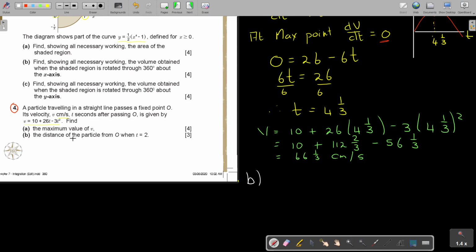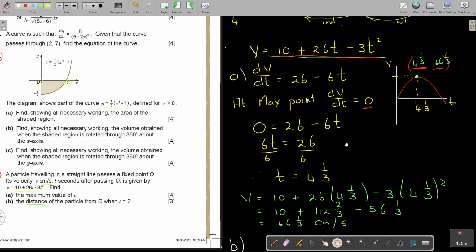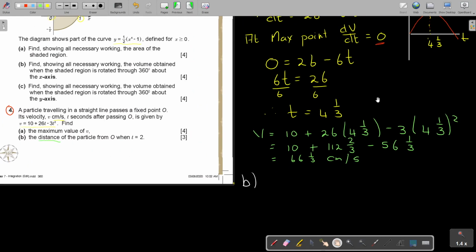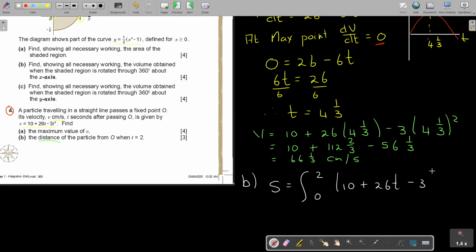And then the last one, number B. The distance of the particle from 0 to 2. Now, as soon as I see distance, I have to think of what I showed you here. I had velocity. To find distance, I have to integrate. Do you see that? And I'm actually telling you it's between 2 and 0. So to find that, I'm going to integrate that between 2 and 0. And that's going to be 10 plus 26t minus 3t squared dt.